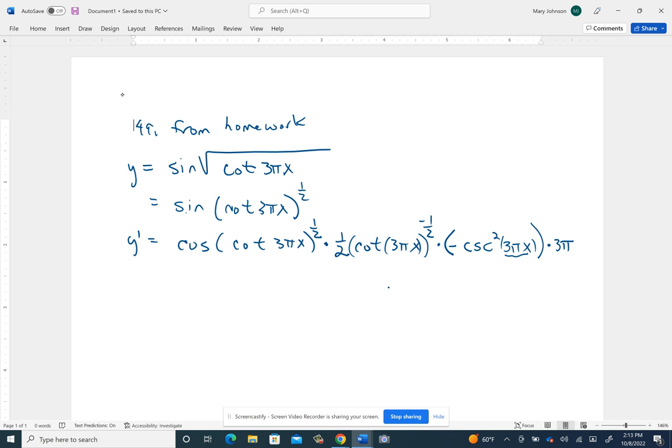Now let's see what I can do to make that look a little better. So this is all times here, here, here, and here. But it's not times between cotangent and 3 pi x. That's a function, so it's not times there. So I'm going to take the negative and the 3 pi and the 1/2, and that would be negative 3 pi over 2.